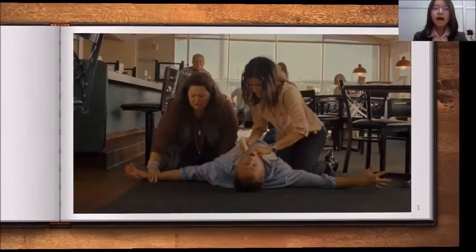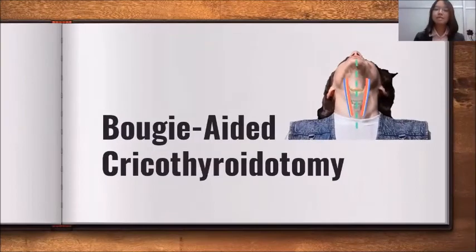So today, I'll be talking about the techniques in performing a Bougie-Aided Cricothyroidotomy. So first, you will learn about how to identify the landmark structures and making a skin incision. Next, I will explain to you how to puncture the cricothyroid membrane followed by a Bougie incision. And lastly, I will end with an endotracheal tube placement and how to secure it in place.